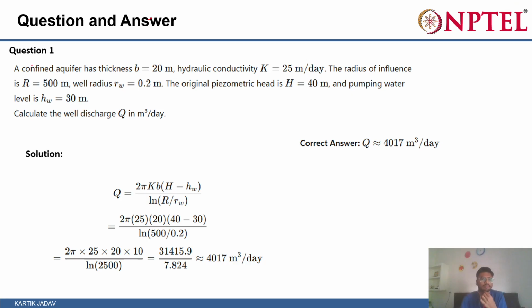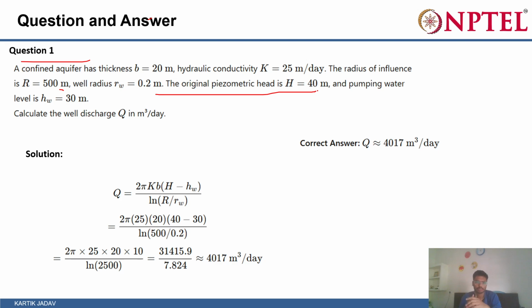Question number one. A confined aquifer has a thickness B equal to 20 meter. Hydraulic conductivity K is equal to 25 meter per day. Radius of influence R is given as 500 meter and radius of well is 0.2 meter. Static water level H is 40 meter and pumping water level is 30.